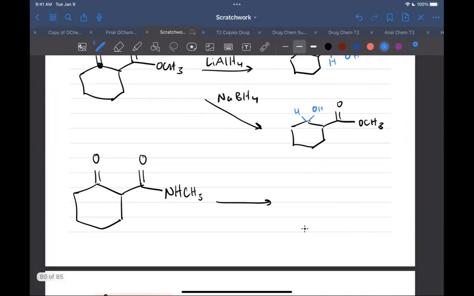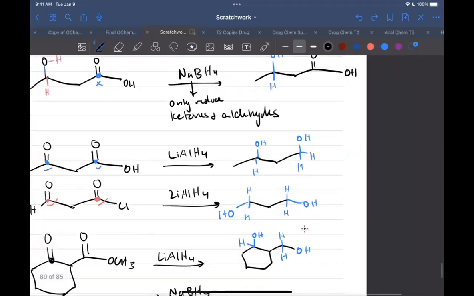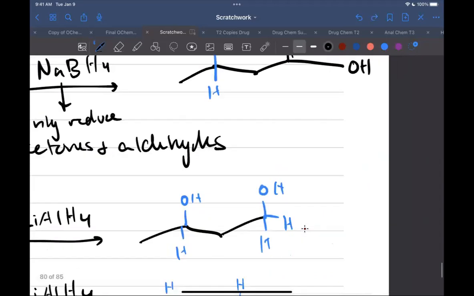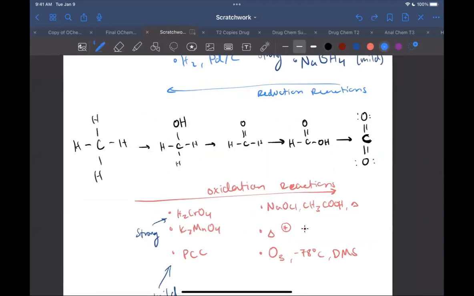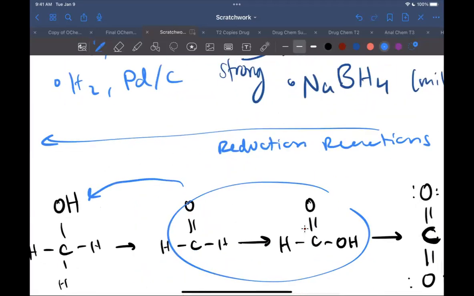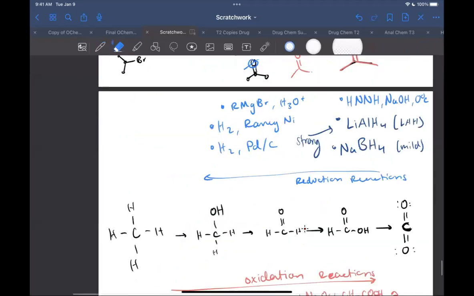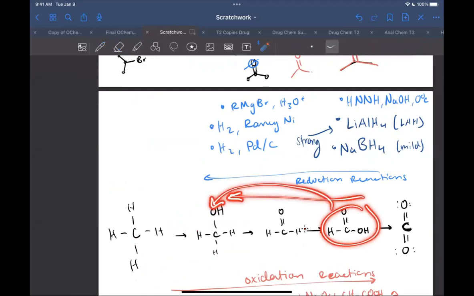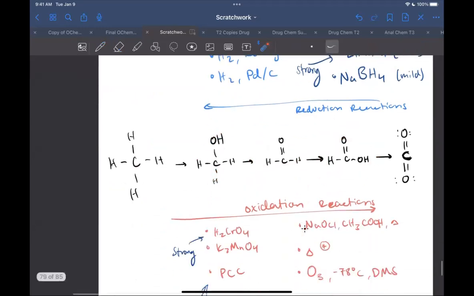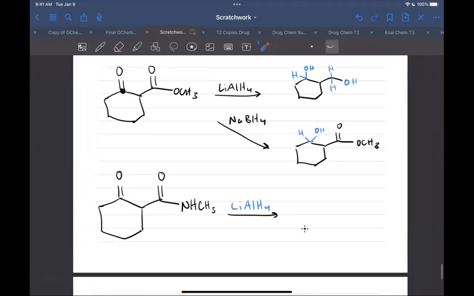Now, here's the weird exception, right? LiAlH4. If you have an amide, it will not obliterate that and make it into an alcohol like you've been seeing. All of these have been turning your carbonyls into alcohols essentially. Your main deal that you've been seeing follows a reduction reaction pathway. We're going backwards, or we're going this way. In here, LiAlH4. Here, NaBH4, right? Well, here, it's a little different. This is what the product looks like.